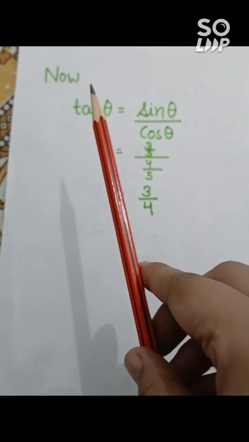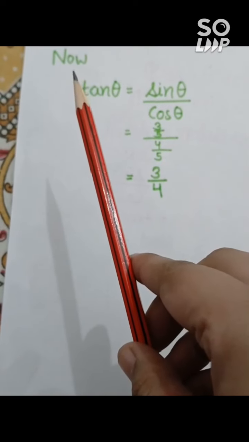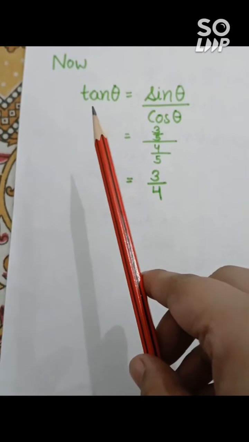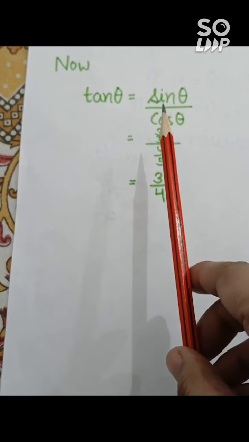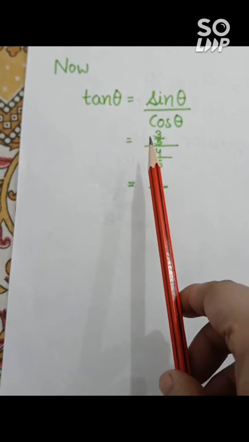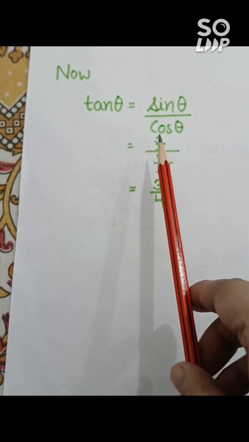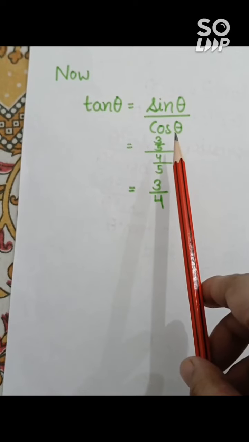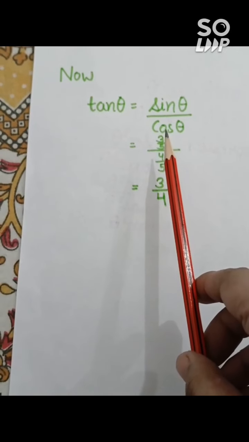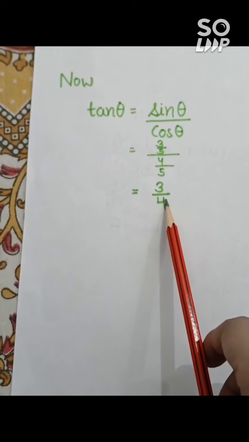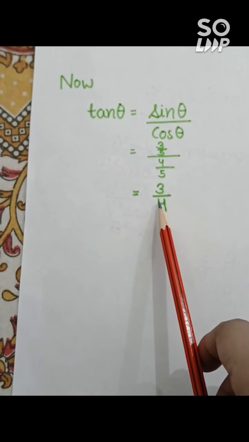Now let us move to the second part of the question, that is finding tan theta. So tan theta is equal to sin theta upon cos theta. We are provided with the value of sin theta and we have just found out the value of cos theta. So what we have to do is just divide these two and we'll get the value of tan theta. I hope you understand all this.